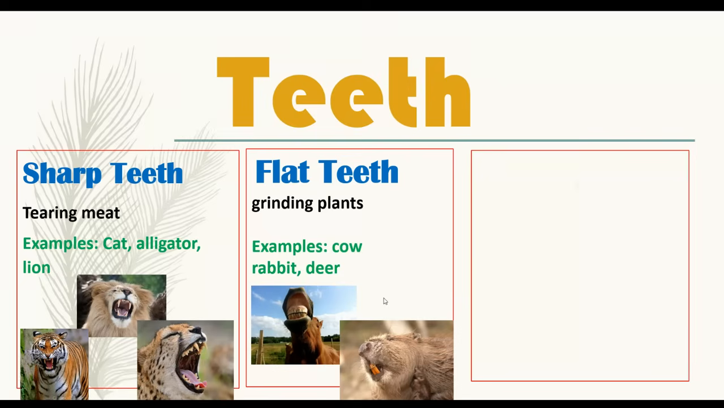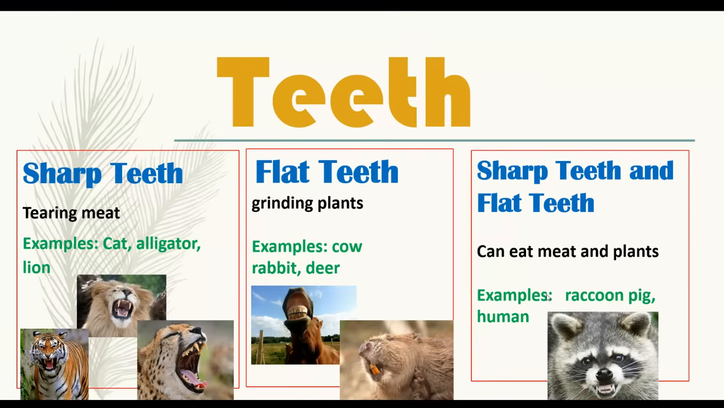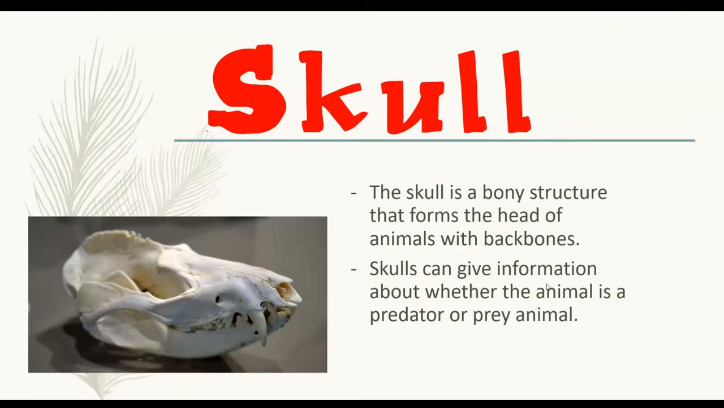Then we have animals that have both sharp teeth and flat teeth. So these teeth can eat meat and plants. Some examples are the raccoon, the pig, and a human. So we have sharp and flat teeth. And again, we eat chicken, meat, salads, fruits.